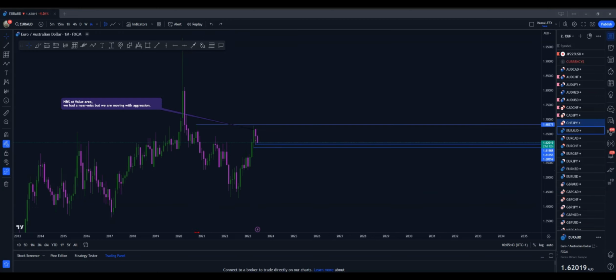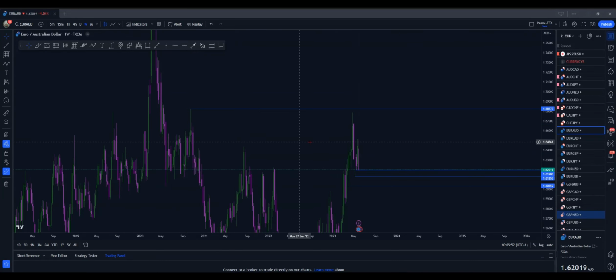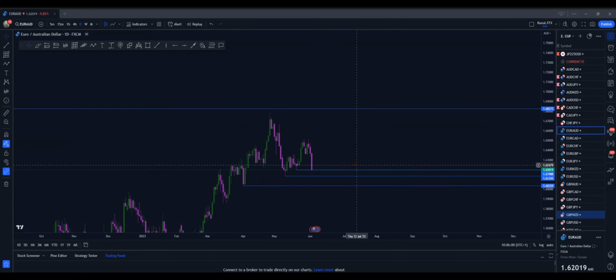If I just go back for a second, you can see that we had a near miss here, right? If we go to the weekly, we can see obviously we broke above price, we retraced completely, we almost got there, but price just aggressively sold off. It is what it is. You can see on the daily as well, we structurally pushed down, correctively came to this high, very fair. And then we sold off, and we're selling off now.